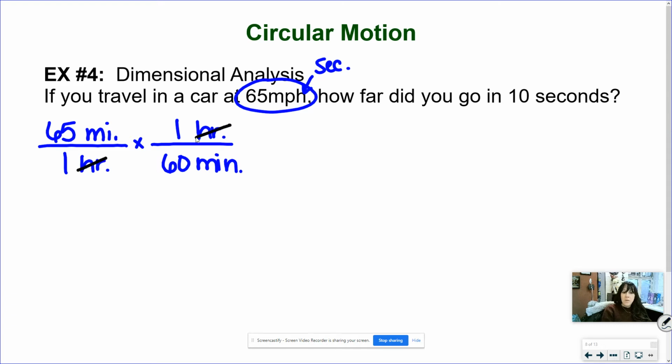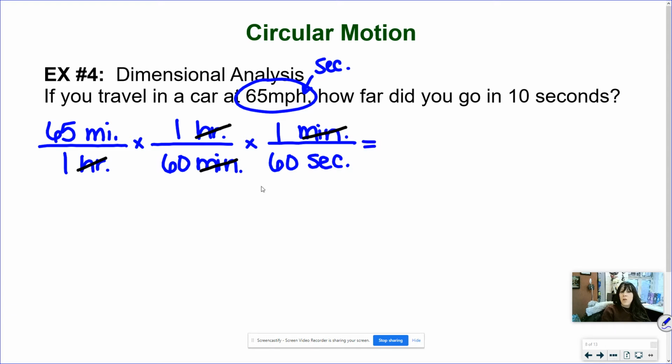Well, from here, the hour unit of measure would cancel, but now we would be in minutes when we actually need seconds. So we're going to go another step. I'm going to put minutes on top, so it cancels with the minutes on bottom over here. And I'm going to say 1 minute is equal to 60 seconds. The minute unit cancels with this minute unit.